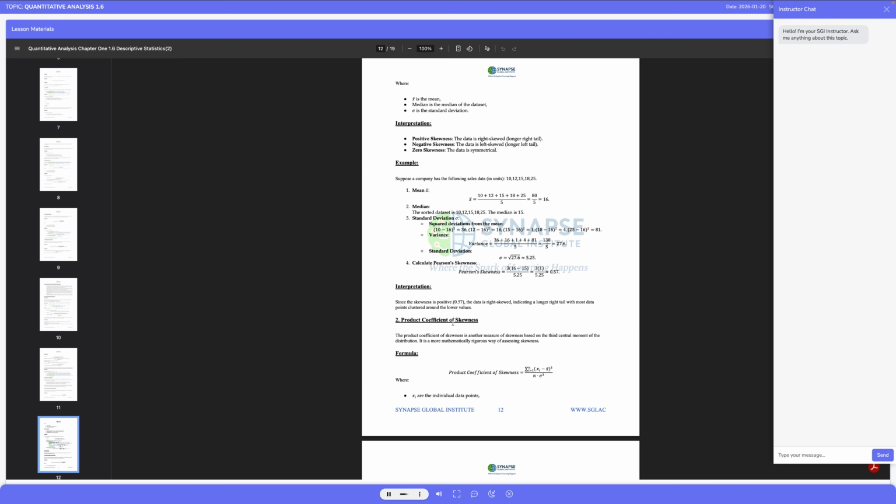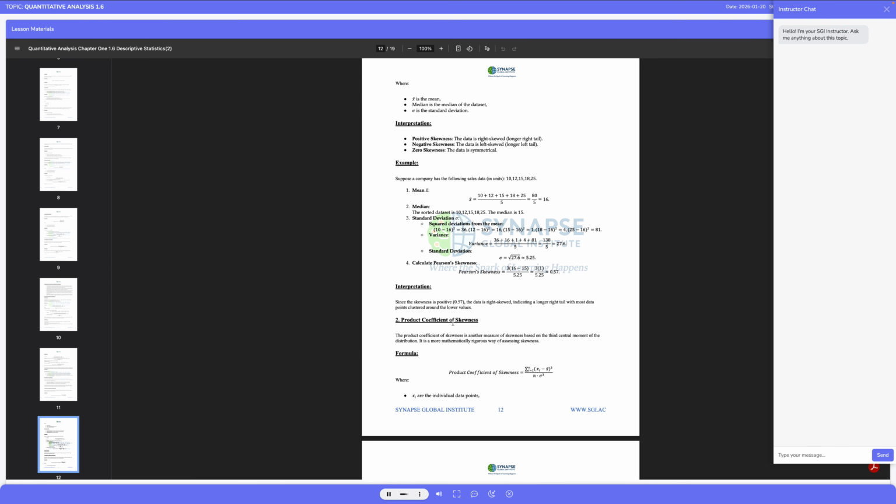In such cases, managers should be cautious when relying solely on the mean, as it may overstate typical performance. Instead, the median may provide a more realistic representation of usual sales. This highlights why understanding skewness is critical for sound decision-making, particularly in planning, forecasting, and performance evaluation.